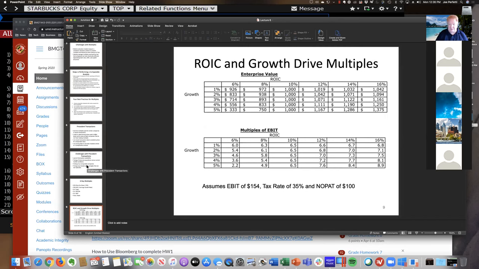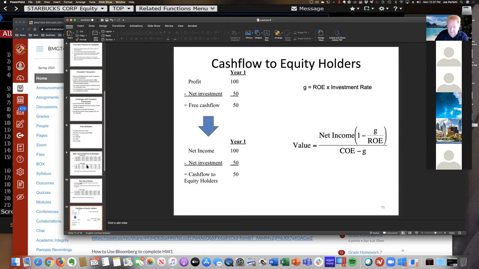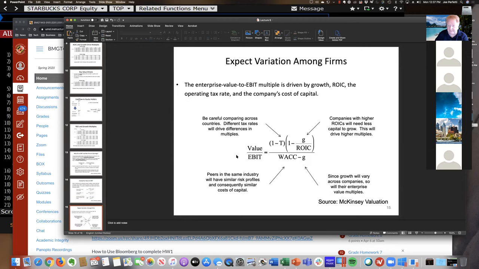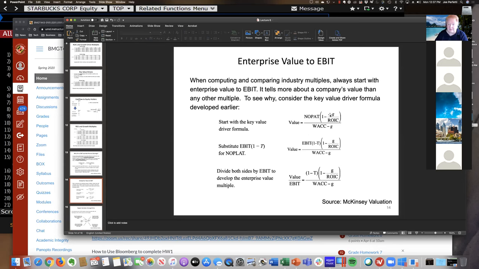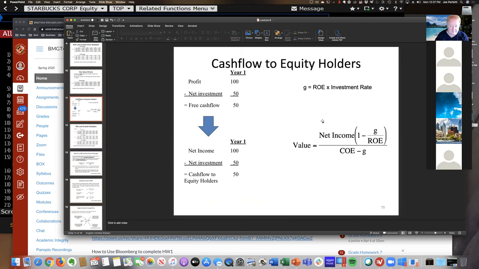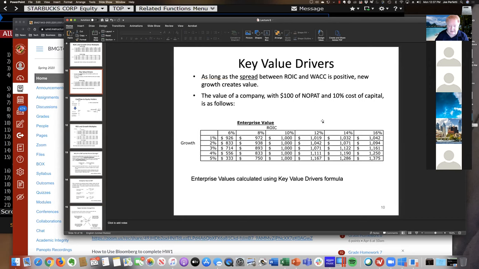So how does this work? How does a multiple work? Well, let's go back and understand key value drivers. The key value driver equation is the equation that we've been using since the beginning of the semester. I'm going to take that equation, NOPLAT times (1 minus g over ROIC) divided by (WACC minus g). I'm going to start with $100 NOPLAT and a 10% WACC, and then create a table based on these growth rates and these ROICs. So that should be the results if I ran it through the key value driver equation.